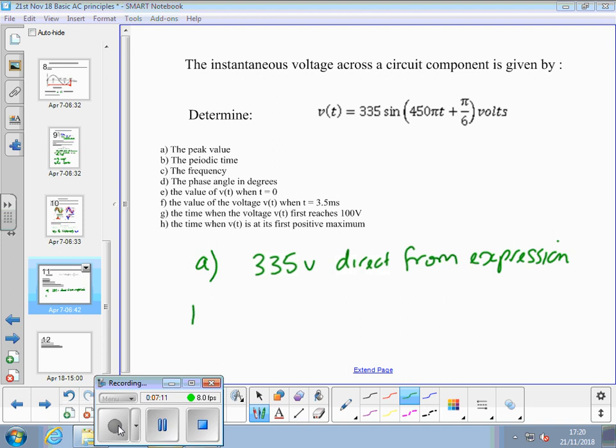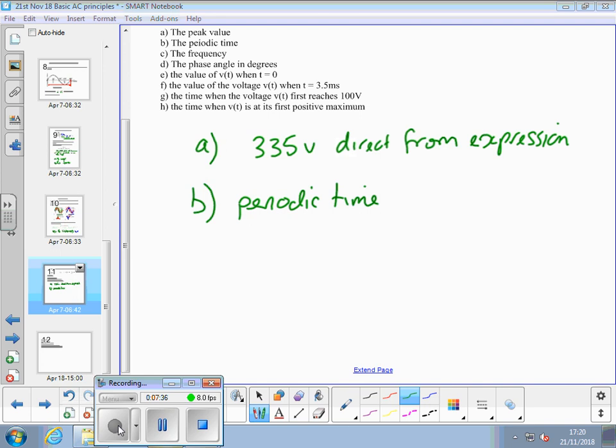B, periodic time. How are we going to find that? Actually, looking at my other answer, it looks as though you need to do C first. It's not been set out in a very good order, really, because you get the periodic time easiest from the frequency. We'll do C first.